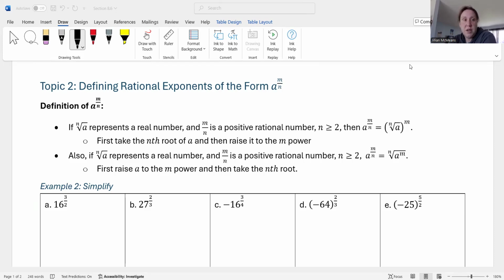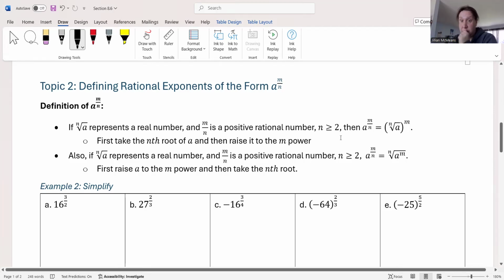Okay, so the definition. If the nth root of a represents a real number and m over n is a positive rational number such that n is greater than 2, then a to the m over n equals the nth root of a to the m power. Okay? First, take the nth root of a and then raise it to the m power.